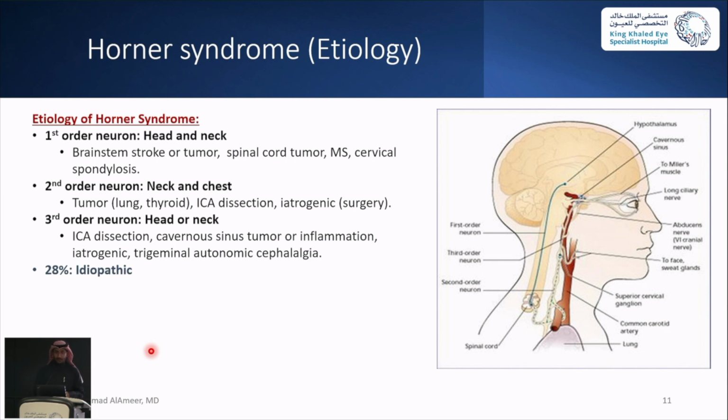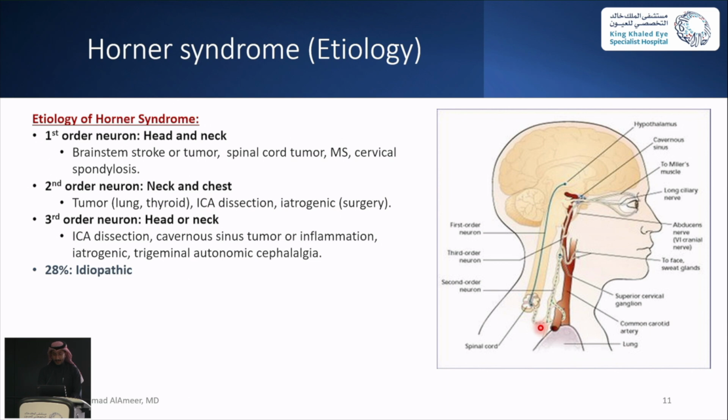Before going to the etiology, the causes of Horner can be classified based on the anatomical location or based on the etiology, I mean pathogenesis. Okay, let's understand the sympathetic pathway. It starts from the hypothalamus. It goes down through the brainstem, mainly the dorsal part of the brainstem, and then to the spinal cord until it reaches the level of C8 to T2. And then the second order neurons start from here.